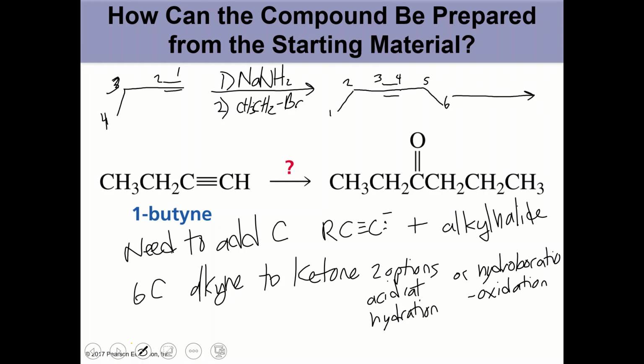I can make the alkyne into the ketone by either acid-catalyzed hydration or hydroboration oxidation. So I need to write out the reagents for those reactions. So I put H2SO4 and H2O, and that should give me the desired 6-carbon ketone product.